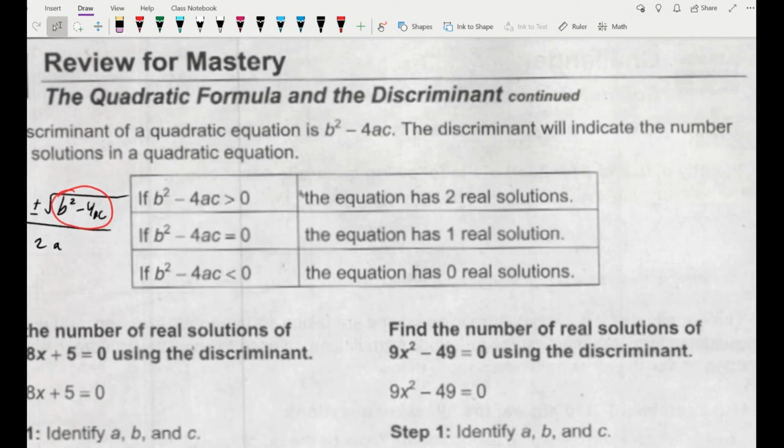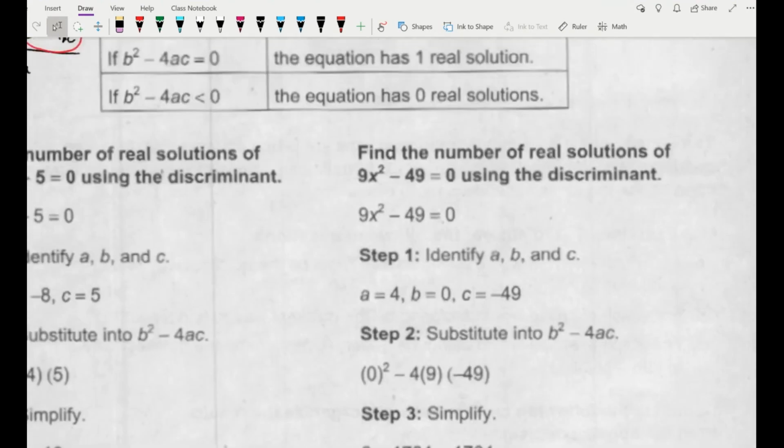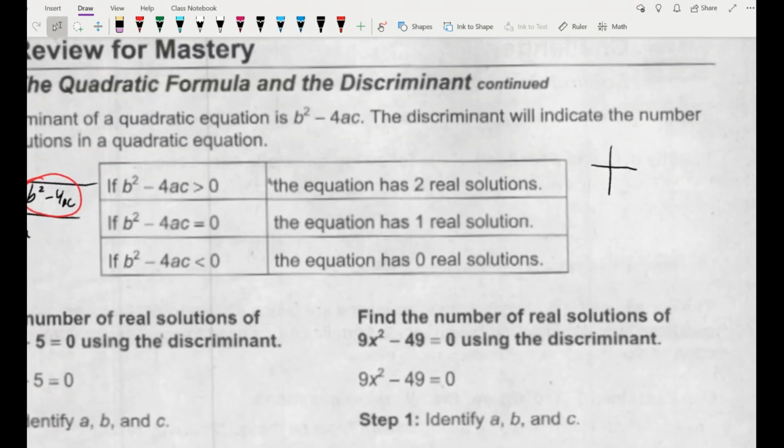What the discriminant tells us is whether the graph crosses the x-axis. So let me draw a couple graphs here. In the first case, when b squared minus 4ac was greater than 0, we got a positive square root. And you could take the square root. You always got two solutions. So what happens is you end up getting a graph where it crosses the x-axis twice, like here and here.